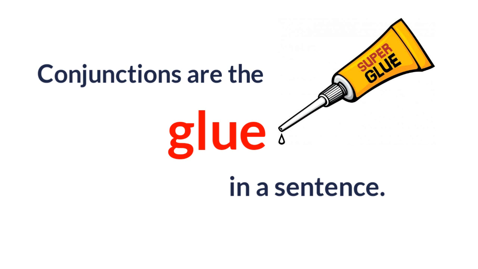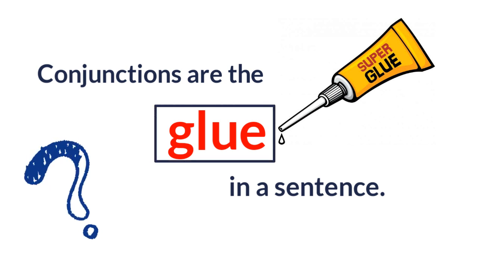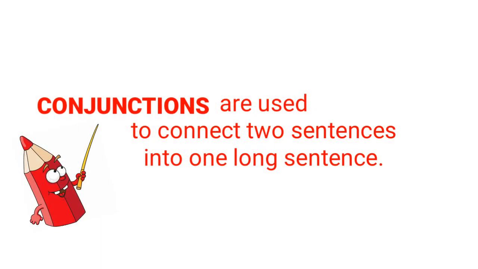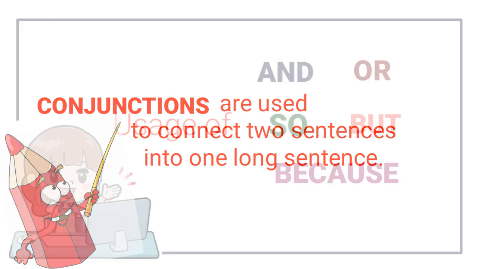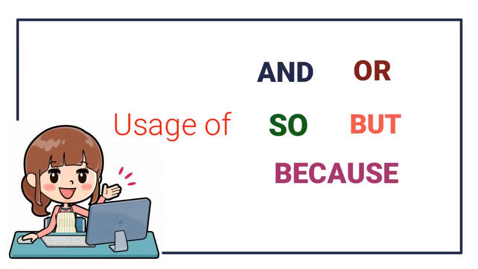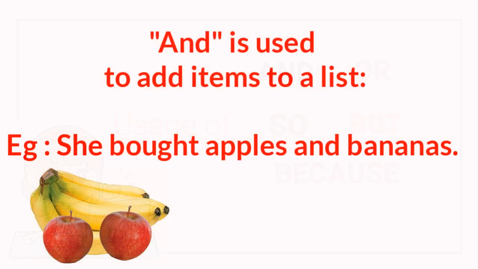Conjunctions are the glue in a sentence. That means conjunctions are used to connect two sentences into one long sentence. In this video, I am going to explain the usage of and, or, so, but and because. We can look at each one in detail, and first one is and, usage of and.